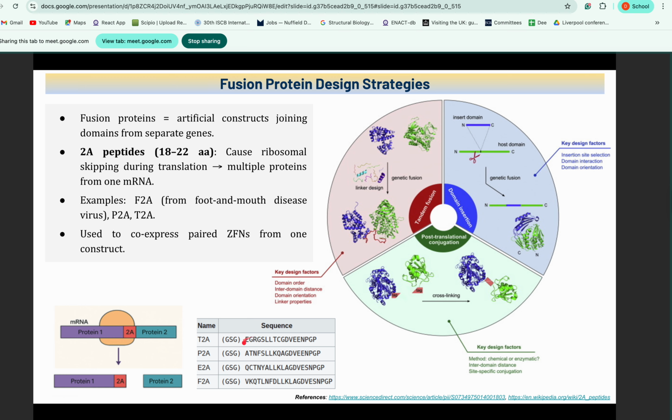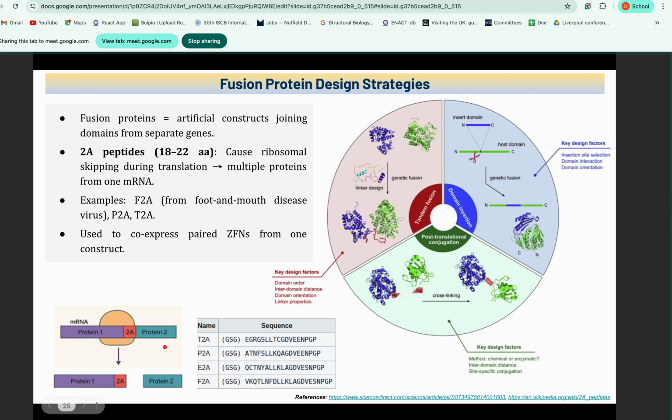So this is the sequence of them. Whenever we put these constructs into the RNA, they make sure that as soon as the ribosome reaches these sequences, it gets removed, and the same mRNA can give rise to multiple proteins. That is the main application of this fusion protein. It is used to co-express paired ZFNs from one construct.